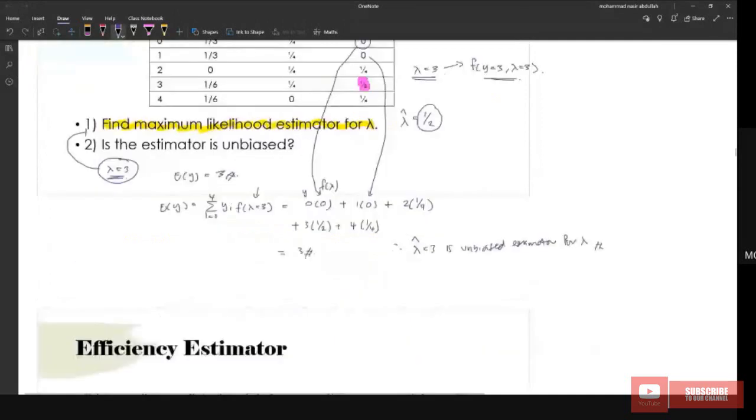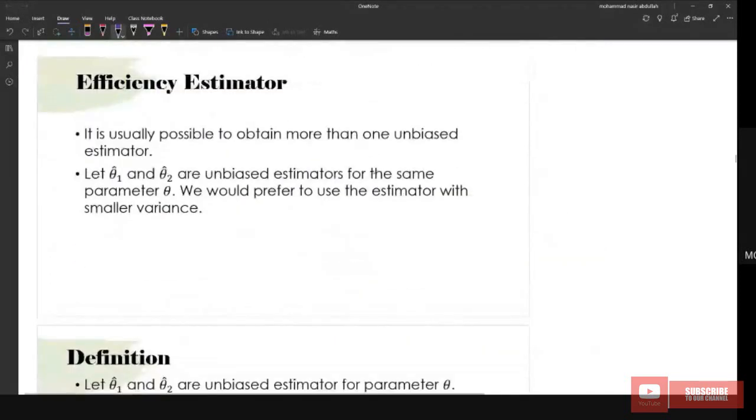So we're going to move to the next estimator, which is efficiency estimator. Usually it is possible to obtain more than one unbiased estimator. For example, if you find an estimator for exponential distribution using a maximum likelihood estimator, you will get some value. If you use a method of moments, you will get another value. Maybe these two values are not equal. We want to know which value we want to use.